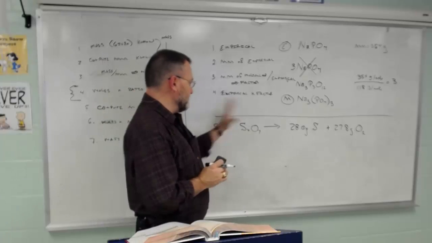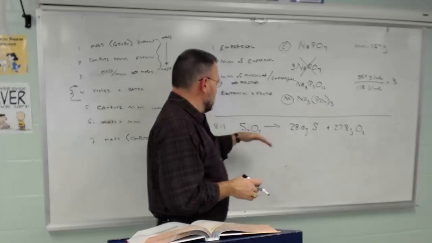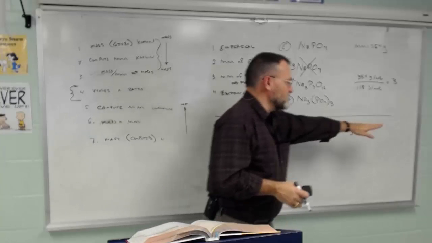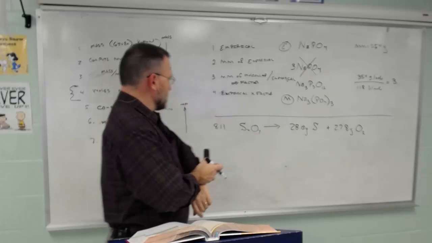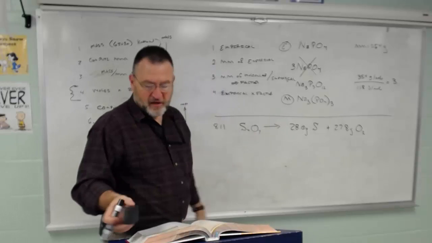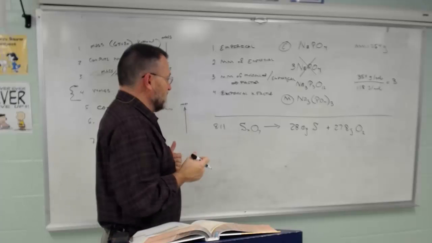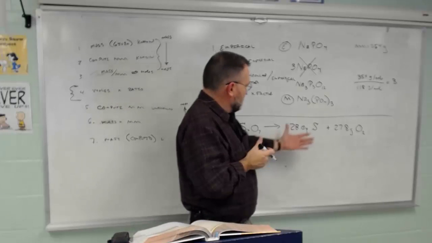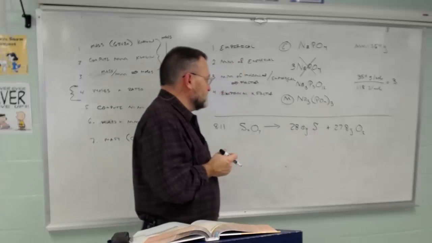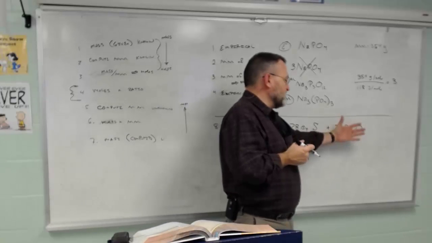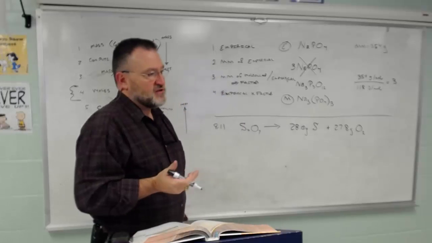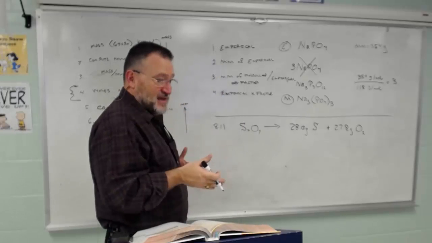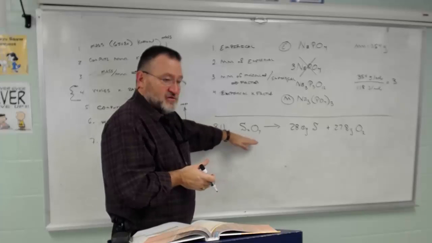Because it was generically before just AB, but now, no. In order to get sulfur and to get oxygen, I have to start with sulfur and oxygen. And since I'm starting with sulfur and oxygen to end with sulfur and oxygen, now I've got something I can work with. I've got 28 grams of sulfur and 27.8 grams of oxygen. The question now is, how many were in my original molecular formula?